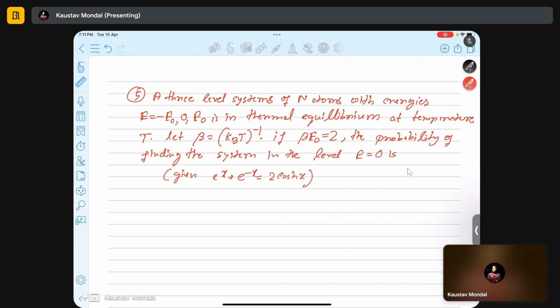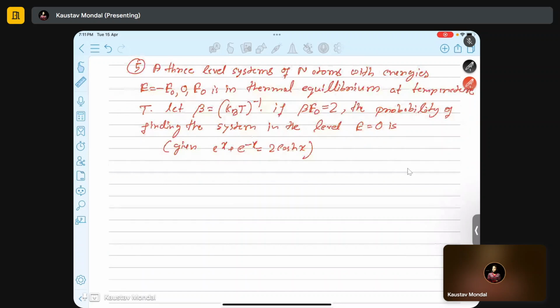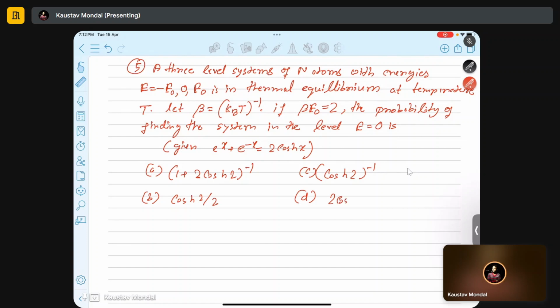Okay. So this is the problem. So the options, let me select the options. So option A is 1 plus 2 cos hyperbolic inverse, and so on.